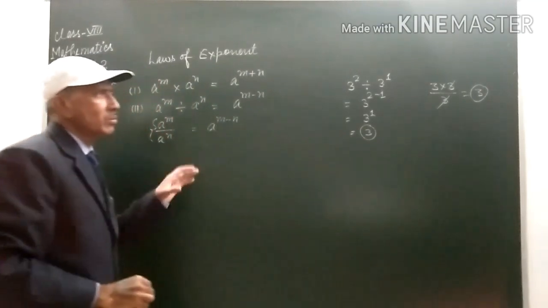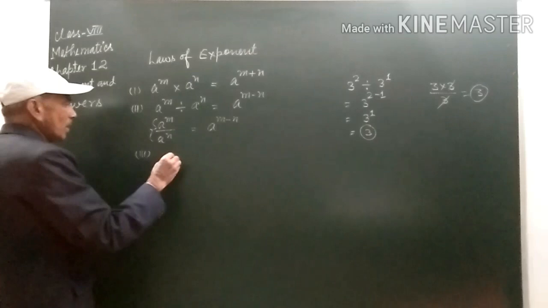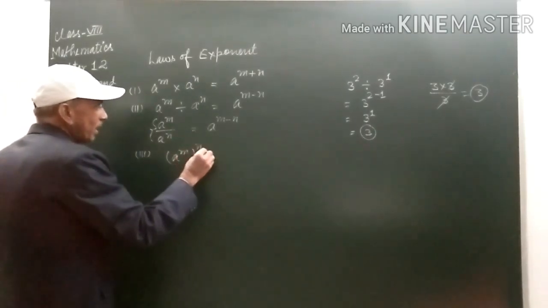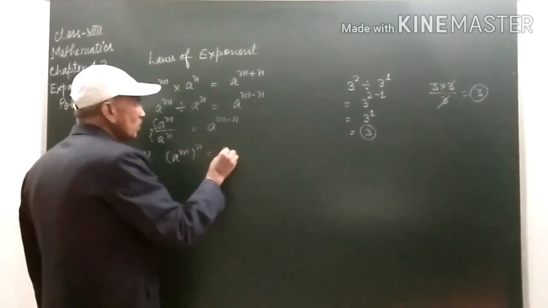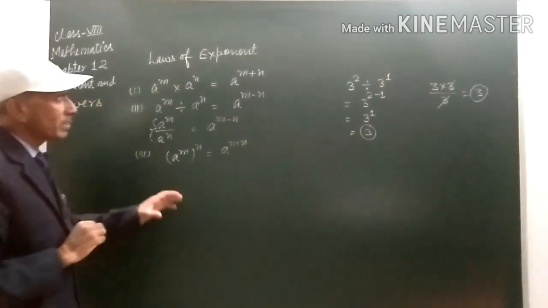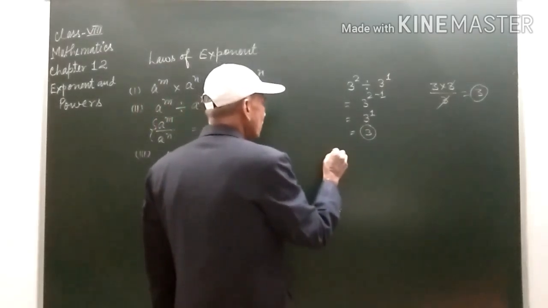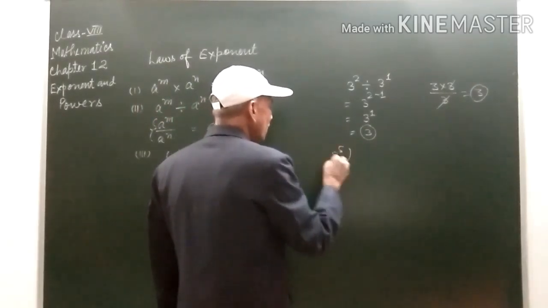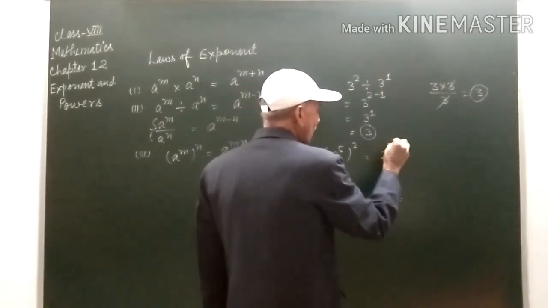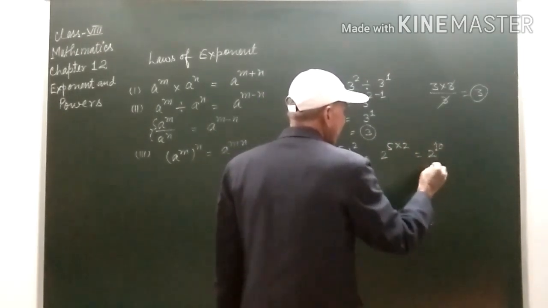And the third rule of this exponent is a to the power m whole power n, it will be a to the power m into n. Clear students? It means m into n. Suppose there is a number 2 to the power 5 and whole power 2. It will be 2 to the power 5 into 2, that is 2 to the power 10.